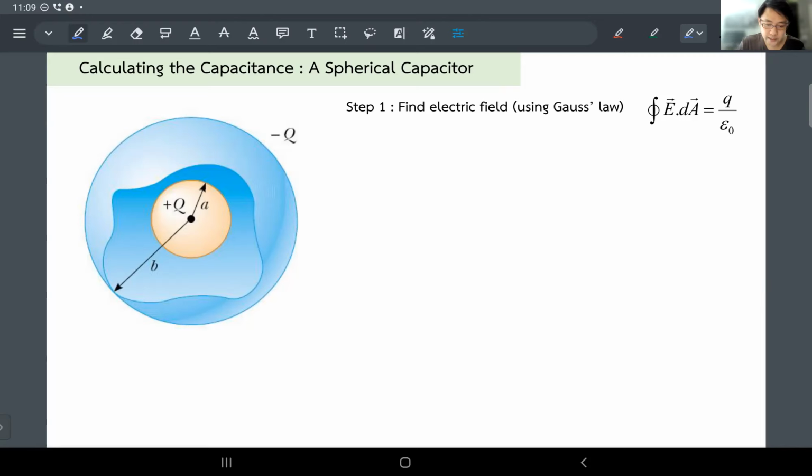Let's assume that the inner sphere has a positive charge plus Q. And the outer sphere has a negative charge minus Q. Cool. So that meets our condition right here. So we're going to go through a three-step process just like before. Why not? First, I would like to calculate the electric field between these concentric spheres. I said between plates, but well, it's not a straight plate anymore.